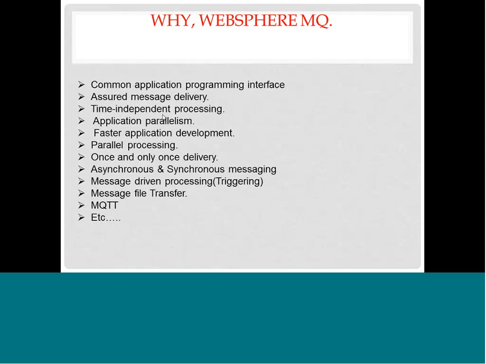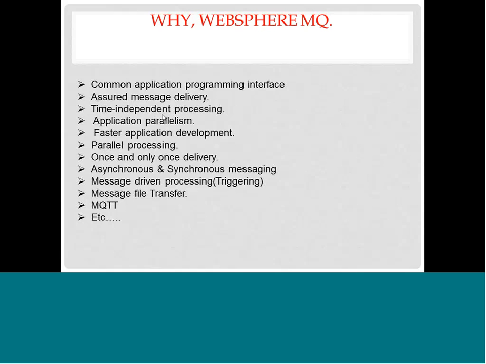The next one is faster application development. Why do we call it faster application development? I have a Java application, and Java wants to communicate with C++. For Java to C++, I would have to develop an adapter. But if you are using MQ, which is itself an adapter, you need not prepare any adapters to make a communication. Using MQ, it is possible to make the communication, right? So parallel processing and application parallelism are the same.